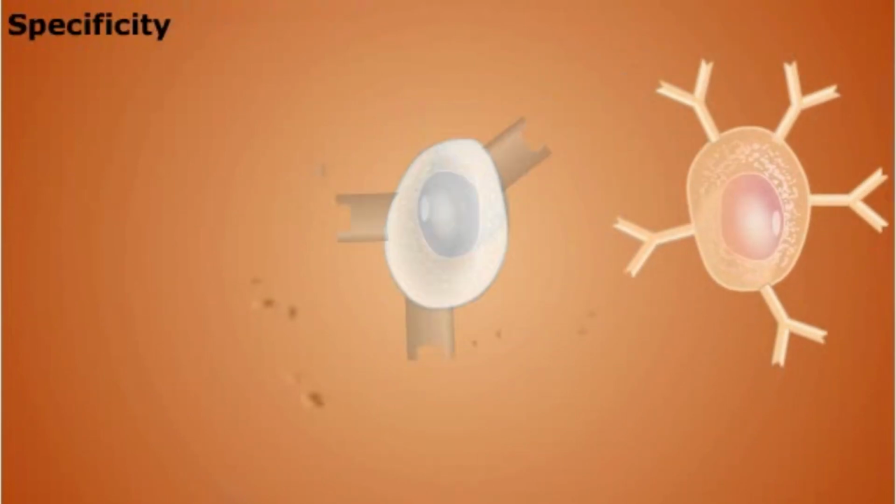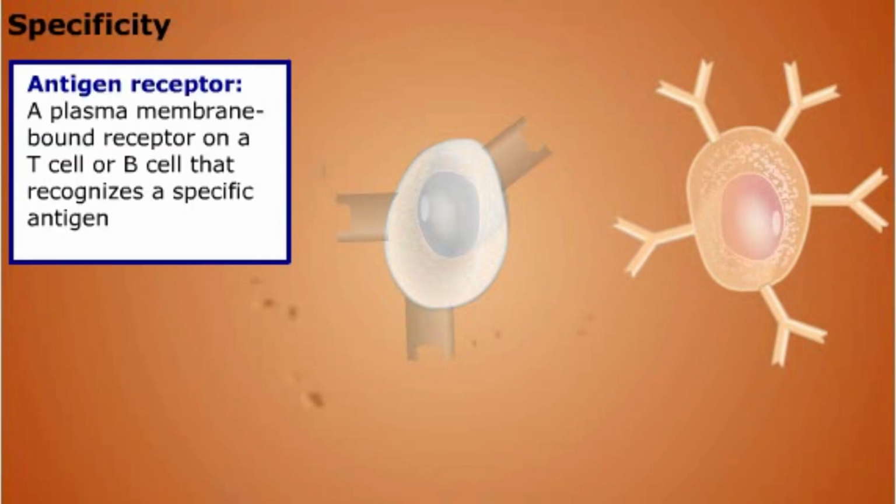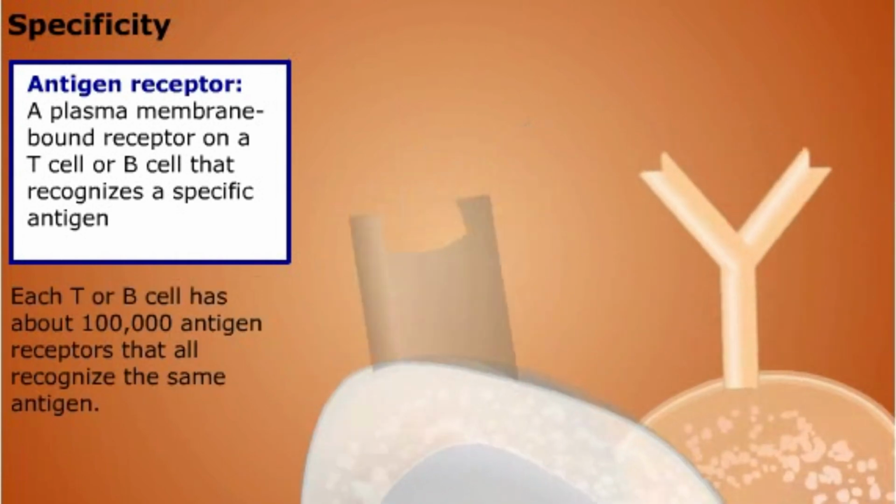T cells and B cells recognize an antigen through antigen receptors bound to their plasma membranes. Each T or B cell has about 100,000 antigen receptors. All the antigen receptors on the same cell recognize the same antigen. Only lymphocytes that have the antigen receptor for a particular antigen are activated by the invader. This lets the immune system respond to each specific pathogen independently.